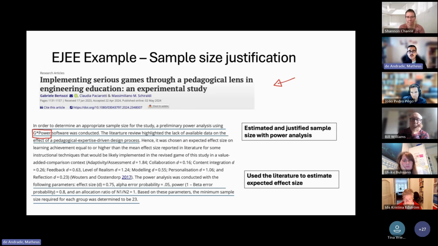And with this software, they use the literature to estimate an effect size that they are aiming to replicate in their study. They use the effect size, the alpha error probability that we talked about today, which is the false alarm probability, and the power, which is 1 minus beta error probability, to estimate a sample size for each group of 23. And this is the most watertight way to make sure that you don't have disputes on your sample size.